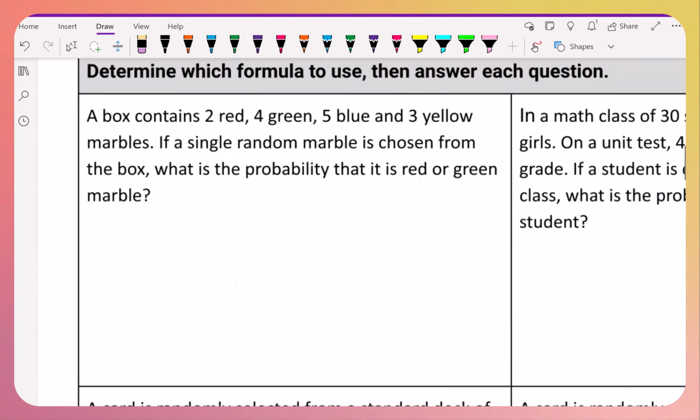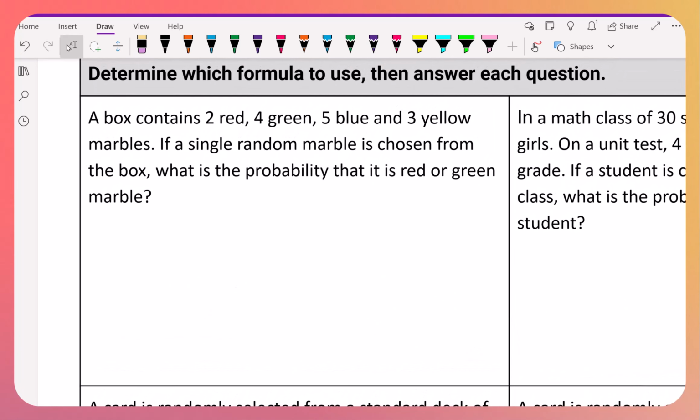Let's go through some examples. So what we want to do here is figure out what would be best. Should we use our sample space? Should we use a formula? If I'm going to use a formula, do I have any overlap or not? So there's two things that we need to look for. Is it an and, or is this an or situation? So I can tell right now, it says, what is the probability that it is red or green?